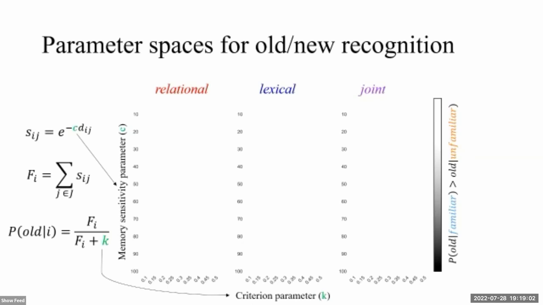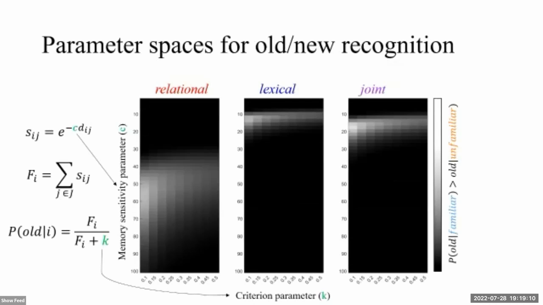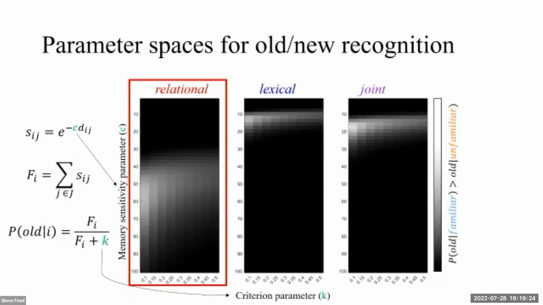On the y-axis are variations in the memory sensitivity parameter C, and on the x-axis are variations in the criterion parameter K. All of the light gray cells are the cells in which the different distance measures produce this pattern of relation-based false alarms. Here we're seeing that the relational distance measure is able to reproduce this pattern of results more often, or across more variations in the free parameters of the generalized context model. This suggests that when people reproduce this pattern of false alarms, it's more likely that they're operating within a representational space that codes relations explicitly than merely the lexical semantics of each individual word.